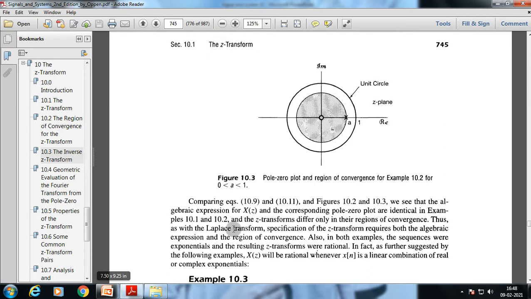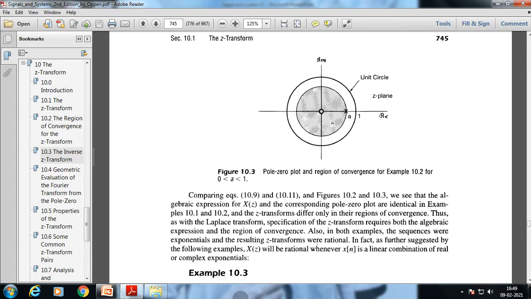Thus, as with the Laplace transform, specification of the z-transform requires both the algebraic expression and the region of convergence. Also, in both examples, the sequences were exponentials and the resulting z-transforms were rational. In fact, as further suggested by the following examples, X(z) will be rational whenever x[n] is a linear combination of real or complex exponentials.